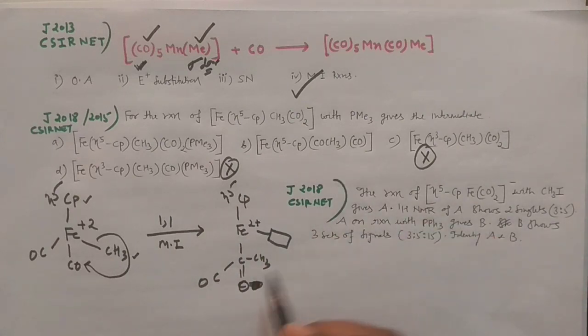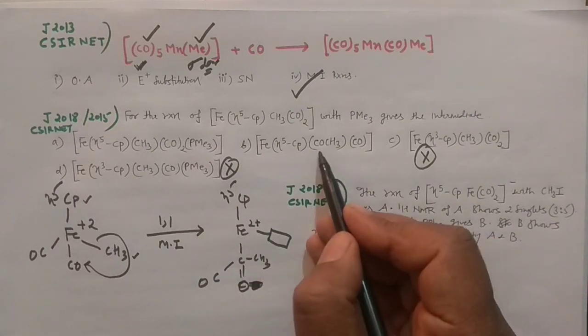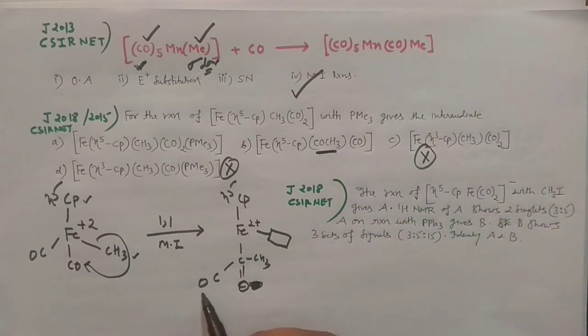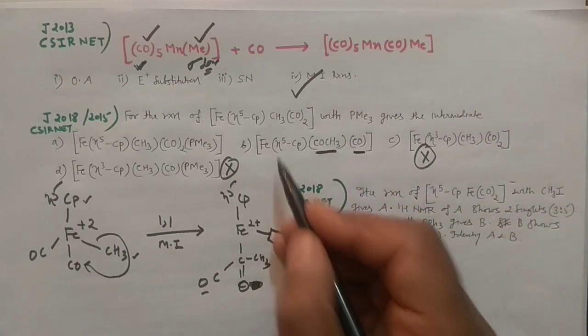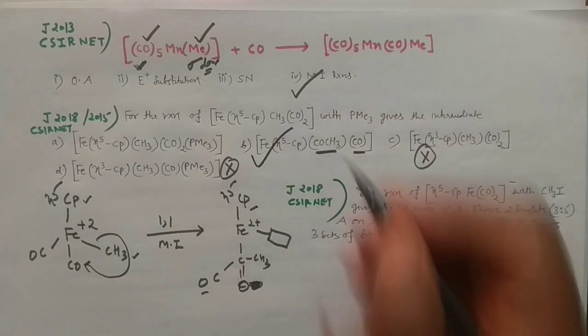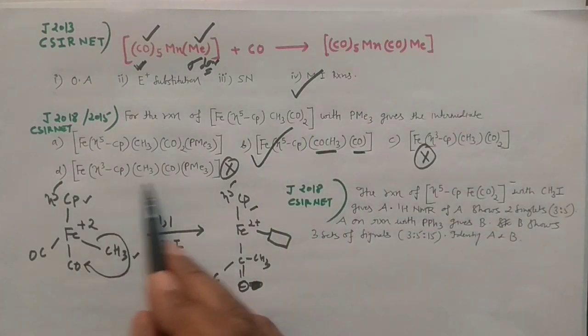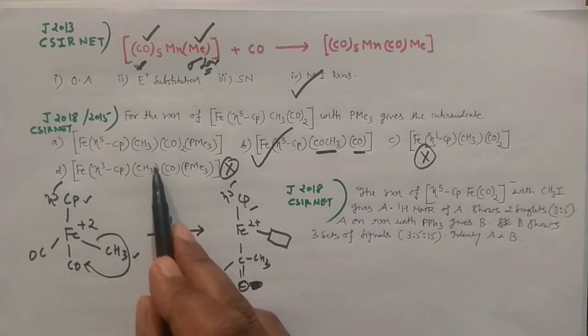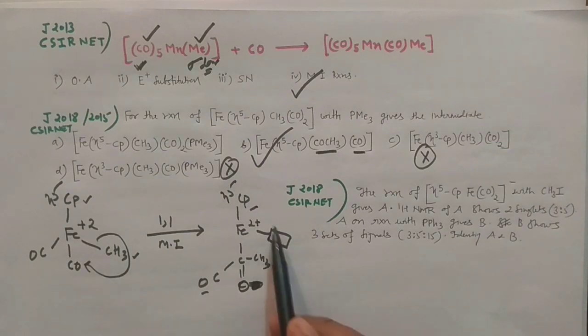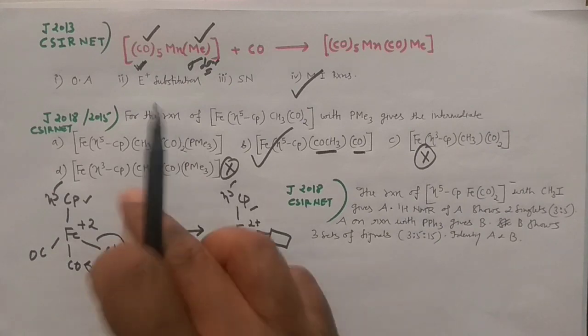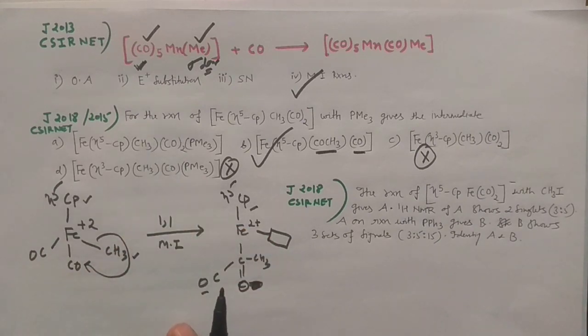What you are finding here is COCH3, and you are finding the COCH3 here, the carbonyl here, and eta 5 here. So option B is the correct answer. This other option cannot be correct, because CH3 is shown separately, and the COCH3 is not present here. This is how you can solve it, and this is a very important problem.